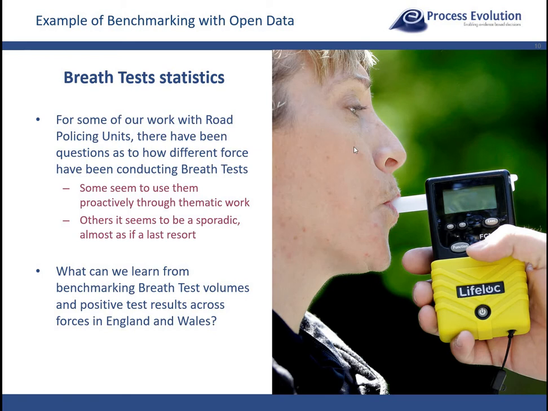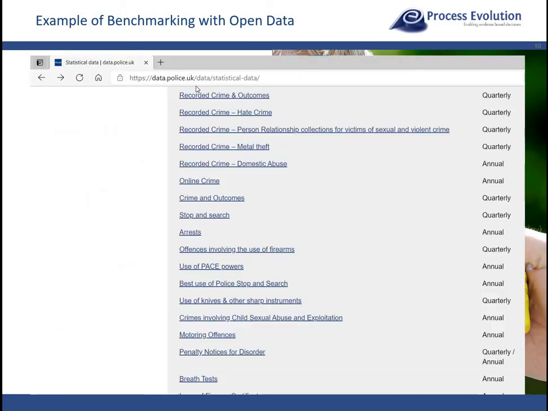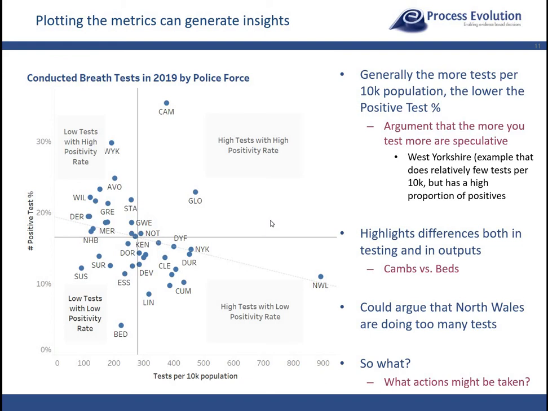Just a note on that data, we're using open source data from data.police.uk. Dead easy to download, and there's a whole host of open data at force level available to you. So looking at the breath test data, the scatter plot graph shows the number of tests conducted by force in 2019 and the associated positive test rate. Although there are definite outliers, there does seem to be a pattern that forces conducting the most tests per head of population see lower positivity rates. These ones in the bottom right hand corner.